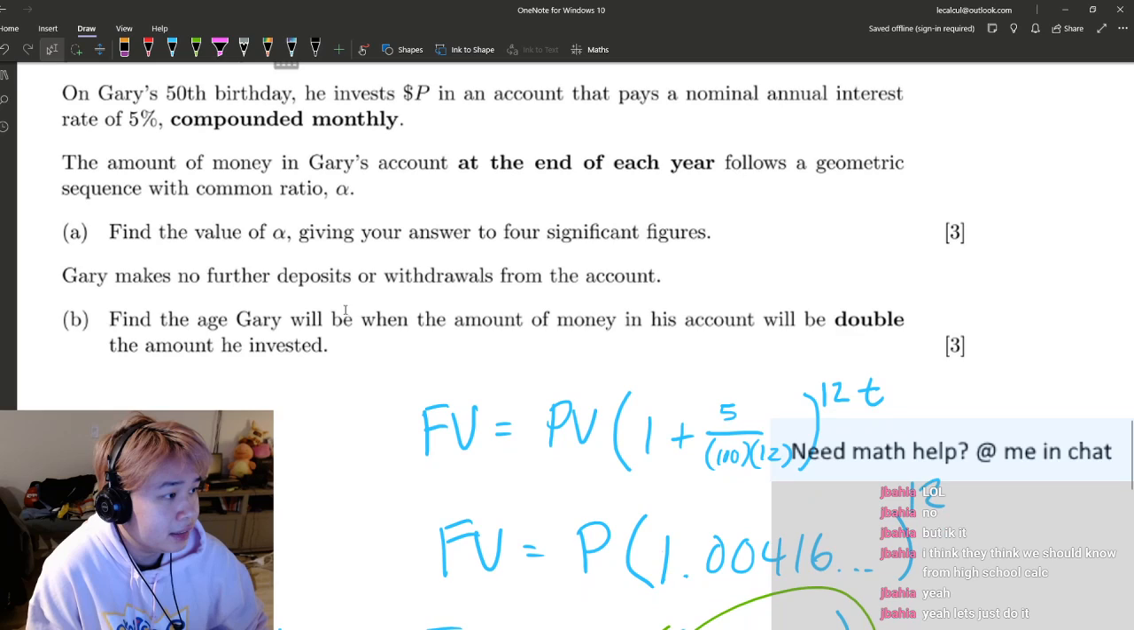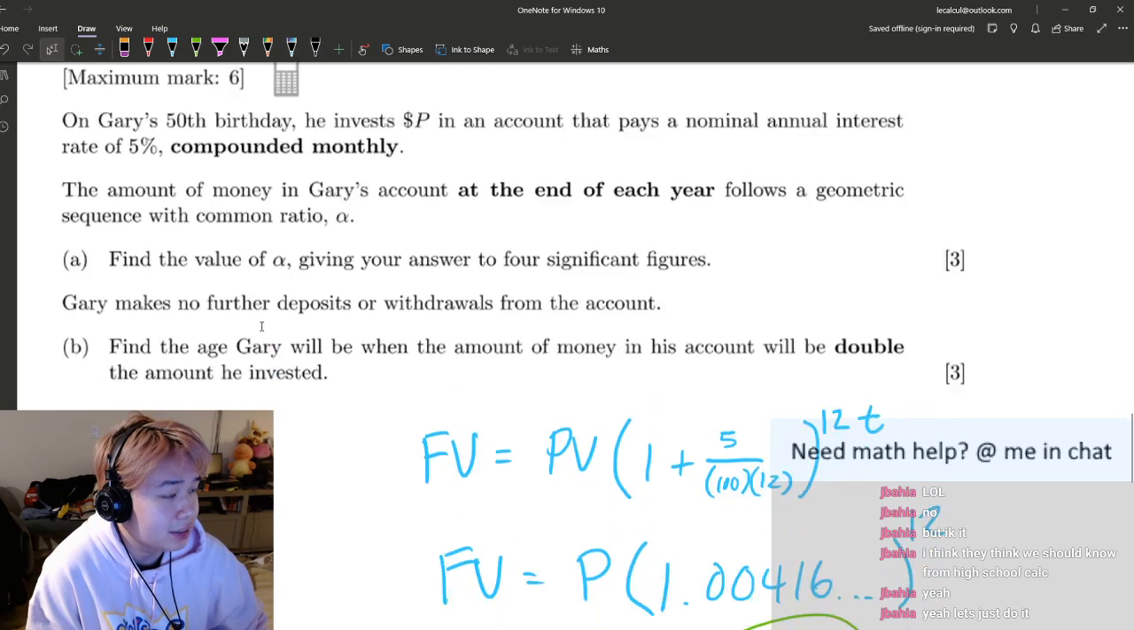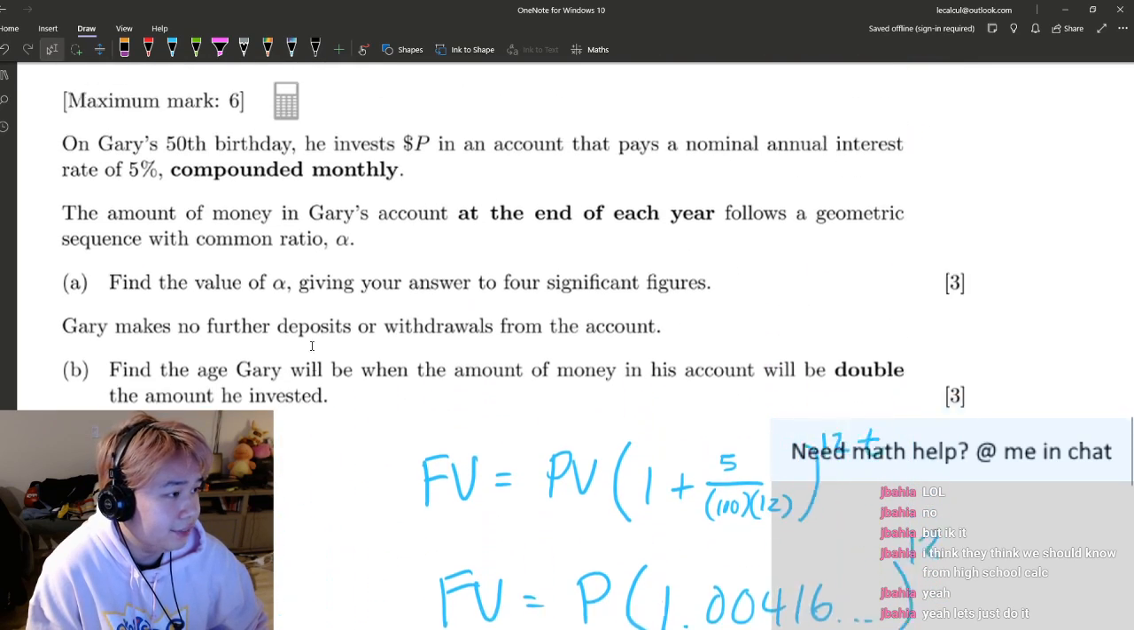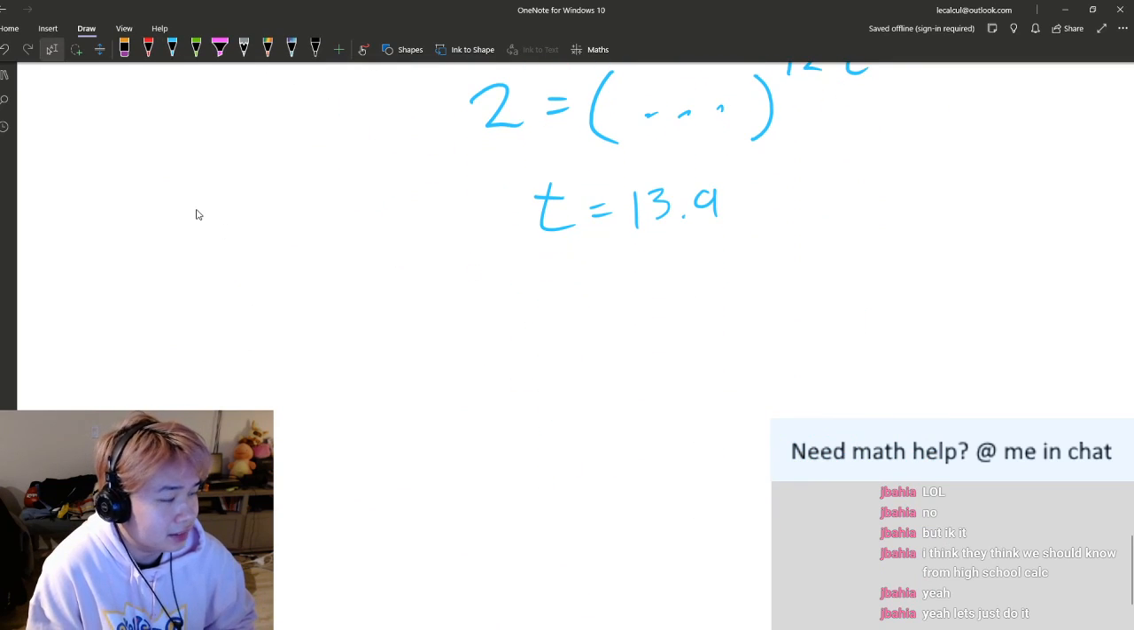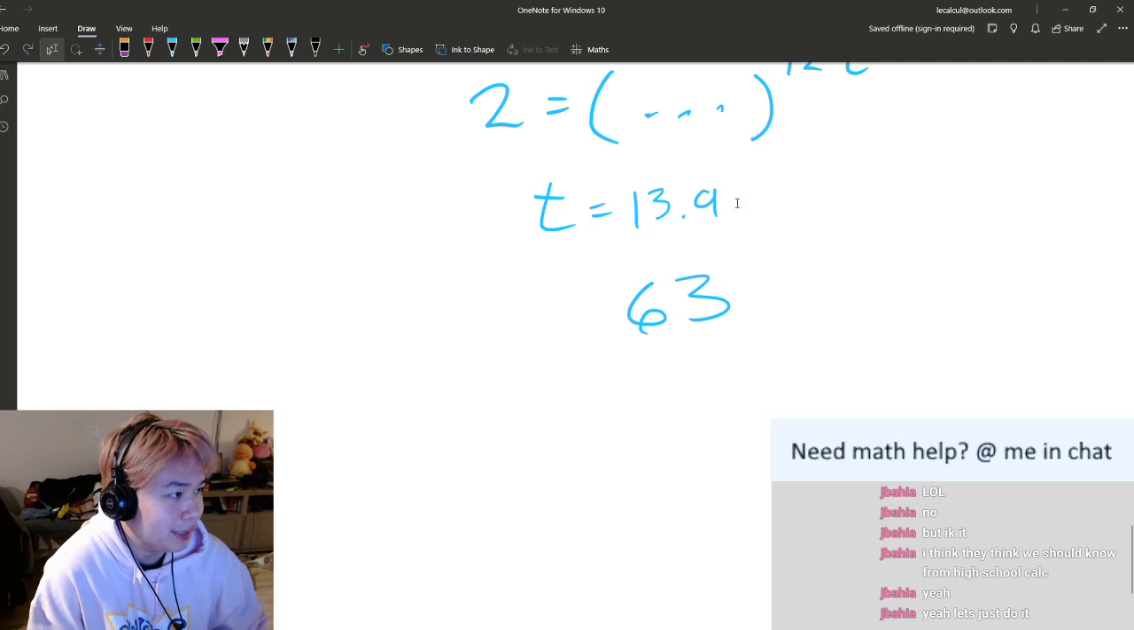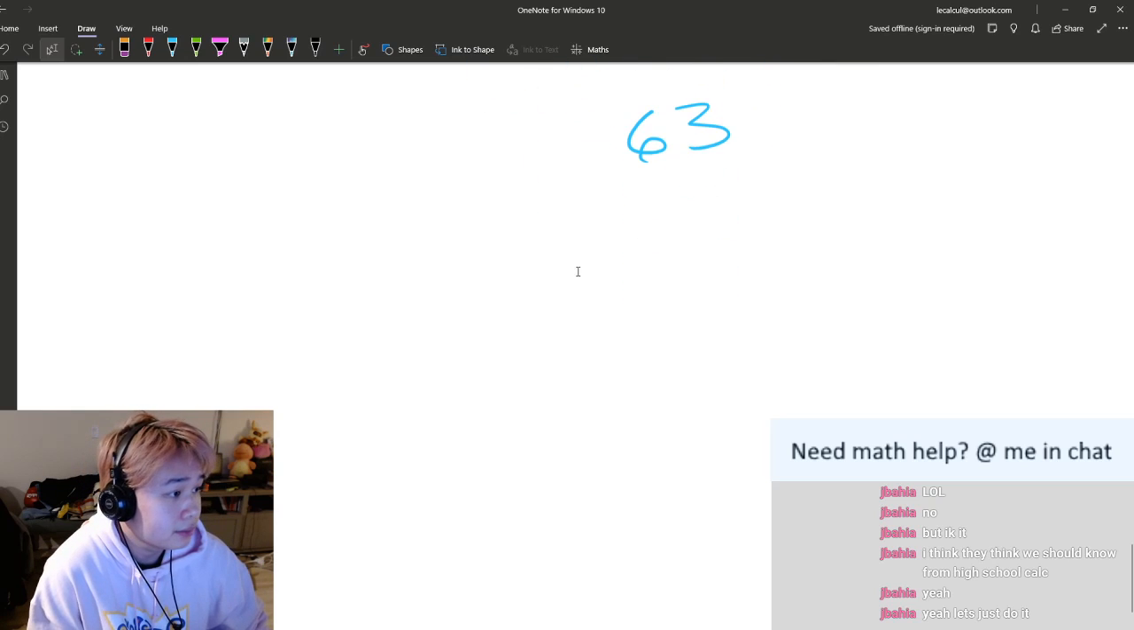Find the age when the amount of money in his account will be double. So he starts at 50, right? And then 13.9 years pass, so he's going to be 63 years old. Like, 0.9 of the way into 63 years old. He's not 64 yet.